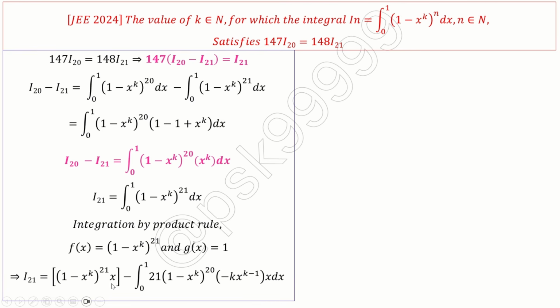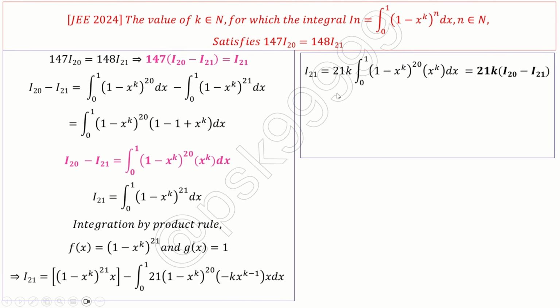Now if I apply the limit 0 to 1, the first part will become 0. So my integration I21 is very simple now, only this part. If I take minus and minus 21k common, that is plus 21k, integration from 0 to 1 of (1 minus x^k) to the power of 20 into x to the power of k dx. This is 21k into, this is nothing but what we actually derived, this is the value. This is nothing but I20 minus I21. Now actually this is what is the beta function. We'll do more in the next slide.